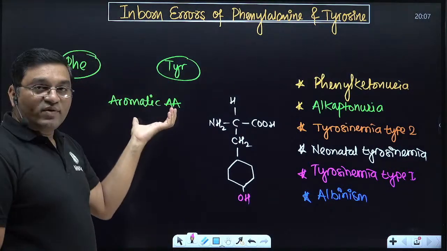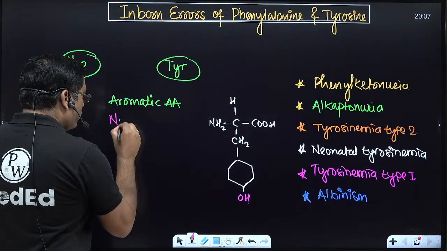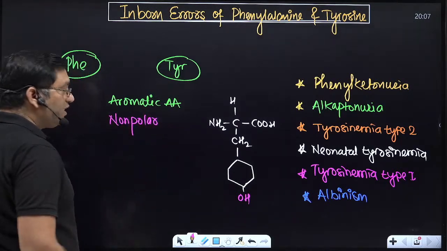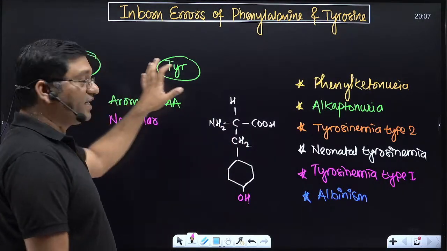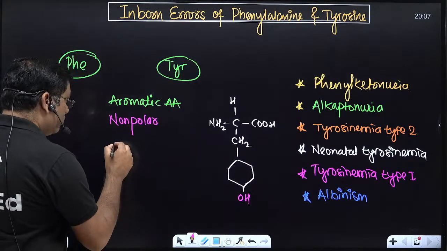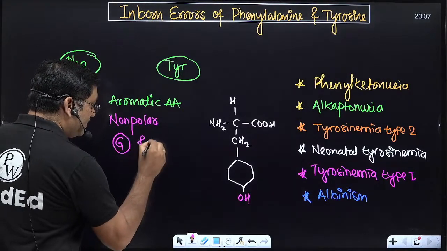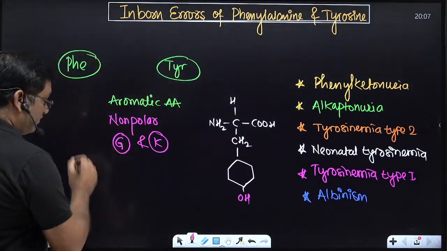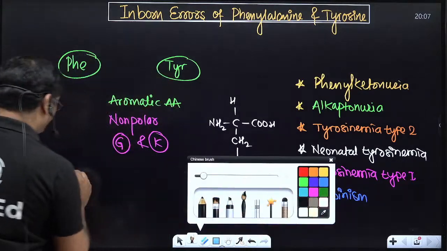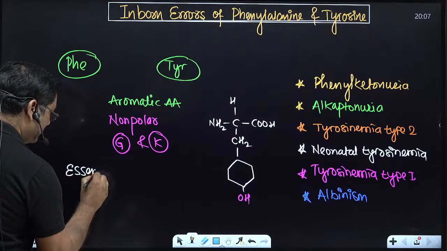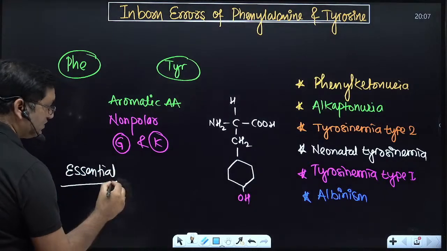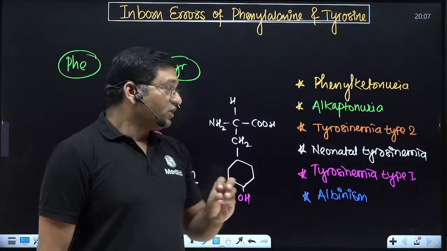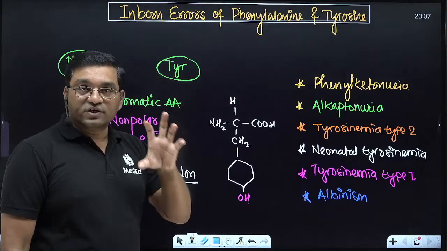Now, these are aromatic amino acids, non-polar. They belong to the non-polar group. Then in metabolic classification, both phenylalanine and tyrosine are included in the glucogenic and ketogenic amino acids. They will give you glucose and fat. Phenylalanine is an essential amino acid, one of the essential 10 amino acids, while tyrosine is non-essential because phenylalanine is converted into tyrosine in our body. So this is the phenylalanine and tyrosine introduction part.